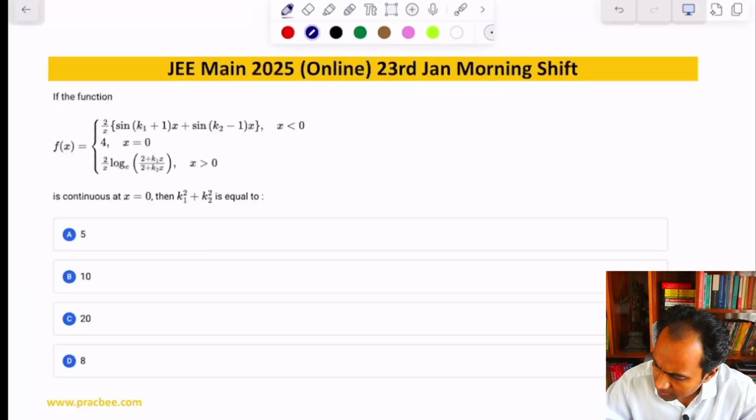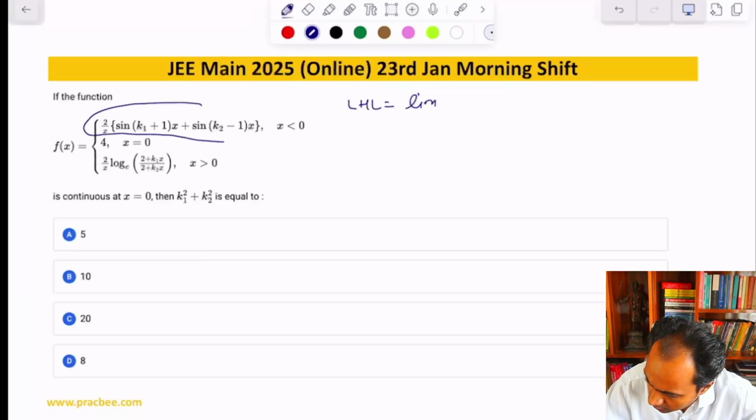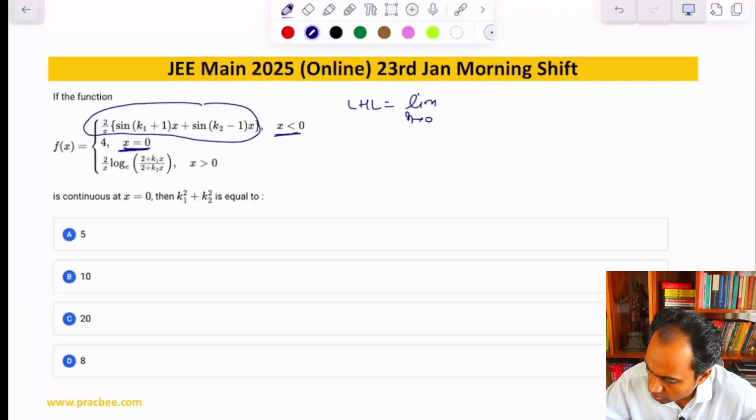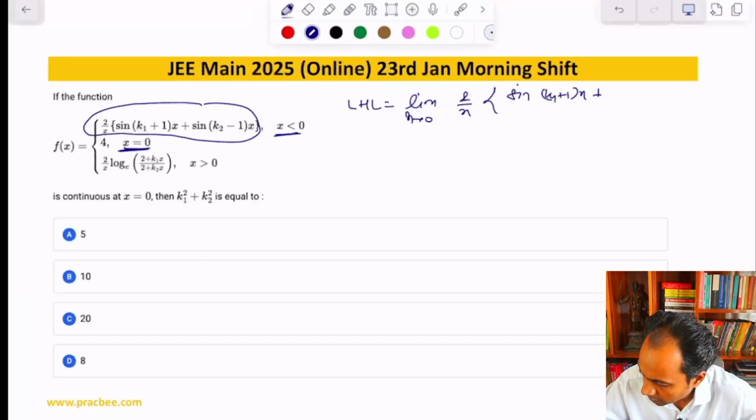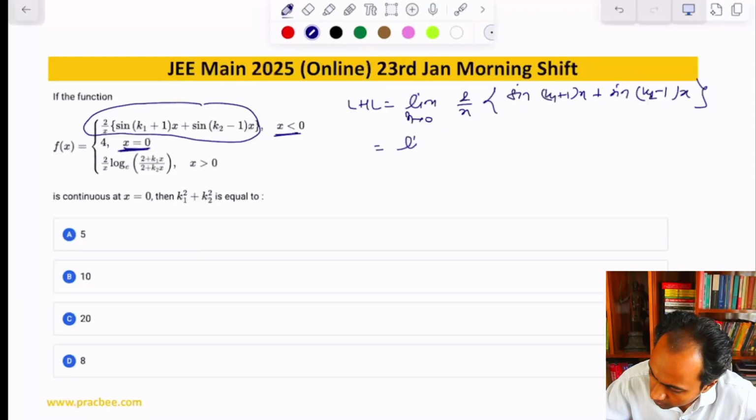But an even better technique in such question is, instead of finding LHL, we can find the limit of the function using the function that is smaller than 0, since we need to work on the value at x equal to 0. So directly instead of finding LHL, we are finding limit h tends to 0. The limit of the function that is given to me, that is sine of (k1 plus 1) into x plus sine of (k1 k2 minus 1) into x. You can clearly see that this is 0 by 0 form. So I can use L'Hopital to get my answer.